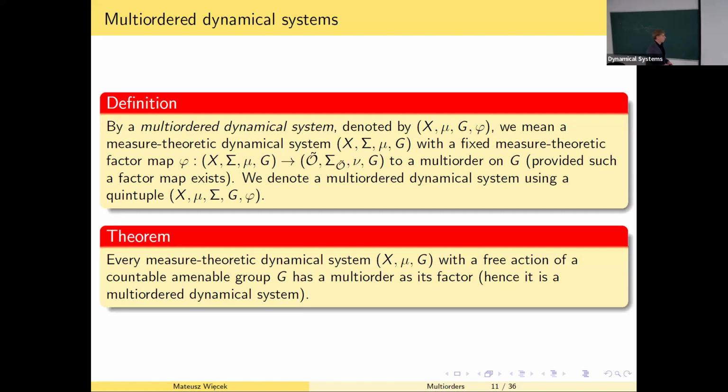And we have also proved the theorem that every measure-theoretic dynamical system with a free action of a countable amenable group is automatically multiordered. So it possesses some multiorder as its factor, and from this theorem we can conclude that for every countable amenable group there exists a multiorder. What if the action is not free? Well, if the action is not free, then we do not have a guarantee that there exists a multiorder. Do you have examples showing both? Well, for the negative case, I do not have a specific example.